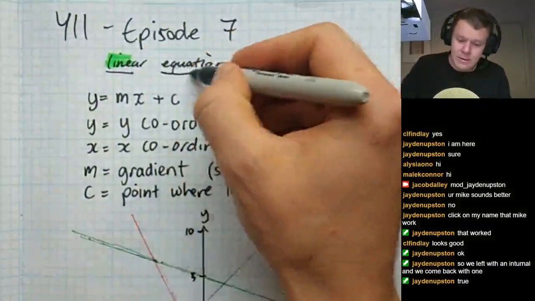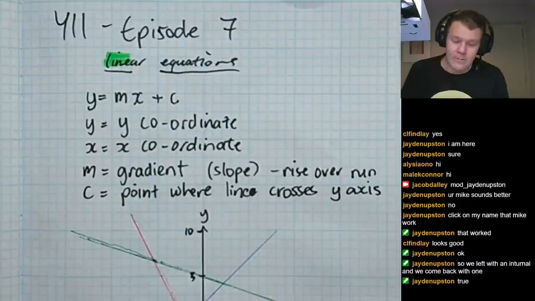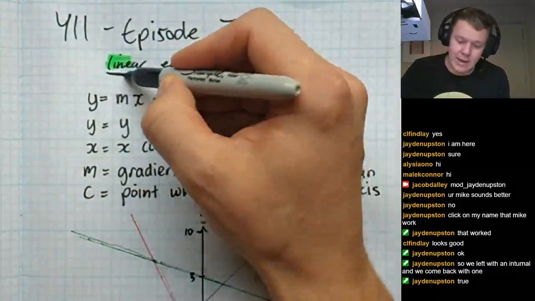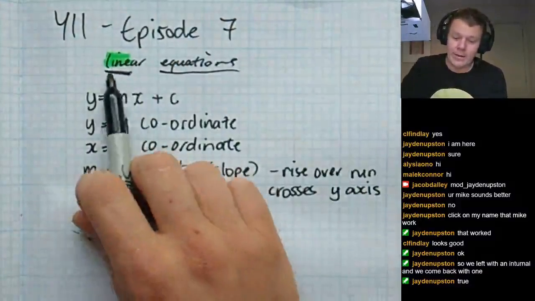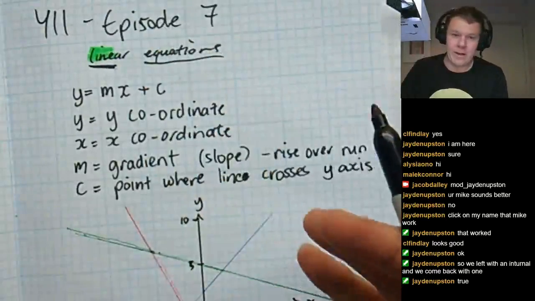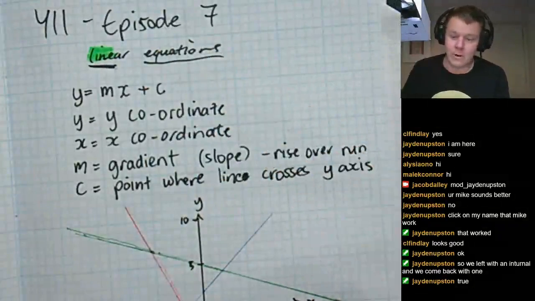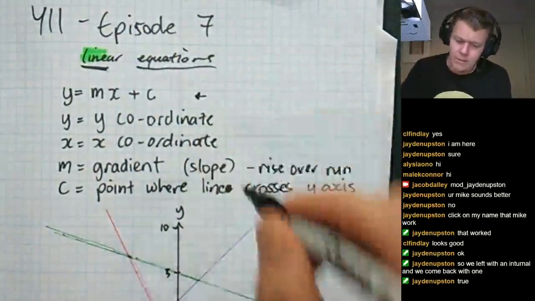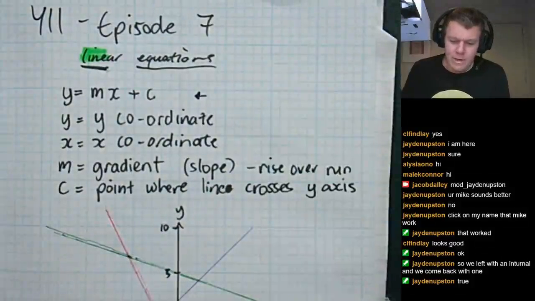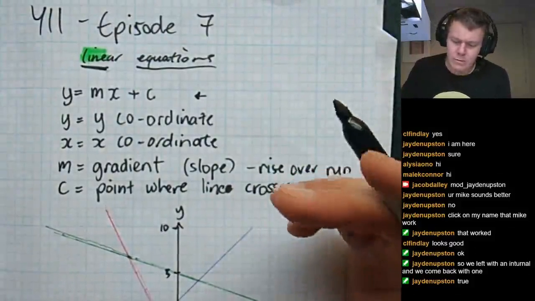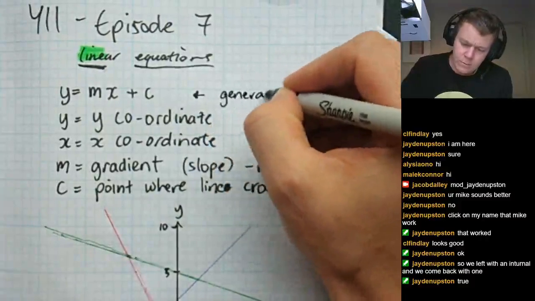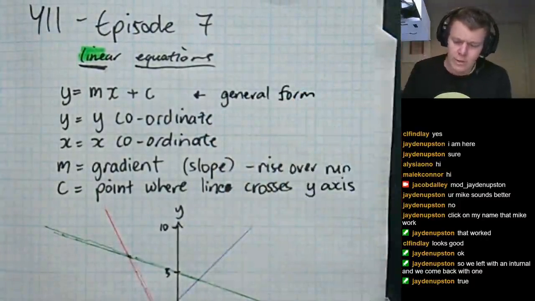We're going to start on a new topic today, which is called linear equations. Linear equations, you can just think of them as line equations. So that word line is inside linear. It's a fancy word for line equations, really. And you're probably familiar with this equation, y equals mx plus c. This is the general form of a line equation.